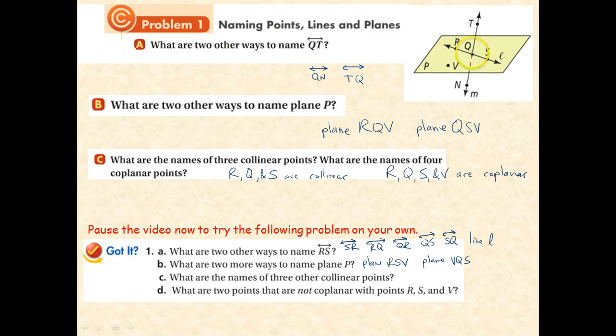Well, T, Q, and N are collinear. And then what are 2 points that are not coplanar with R, S, and V? The only 2 points we have that are not coplanar with R, S, and V are T and N. Those are the only ones that are not on plane P, or at least the only ones in the picture. There's infinitely many points that are not on that plane, but the only 2 in our picture are T and N.